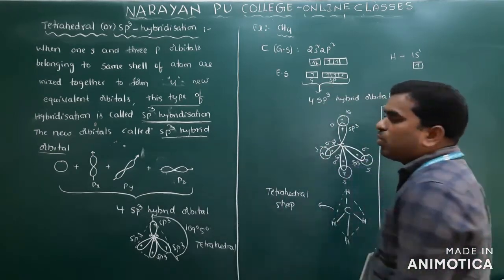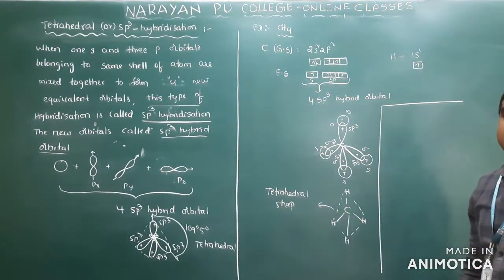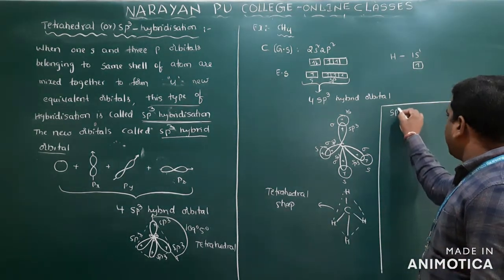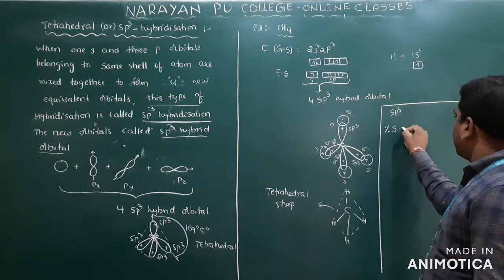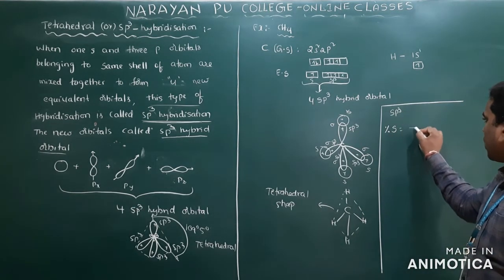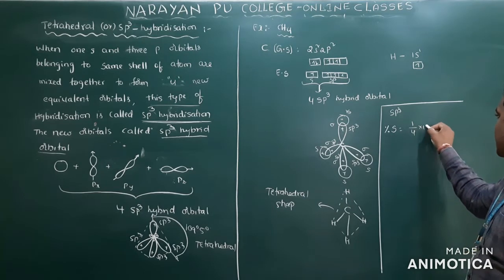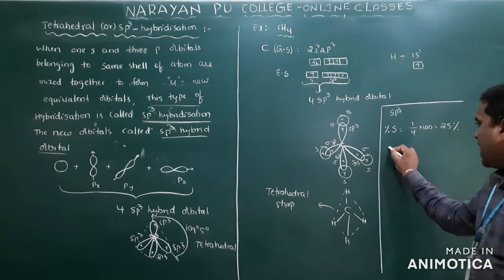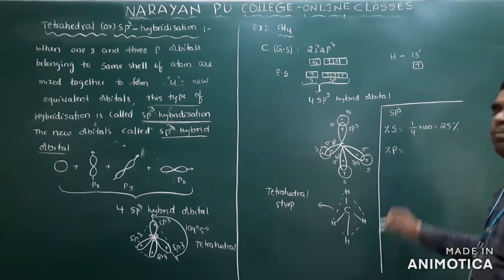Now I will write each hybrid orbital. How many hybrid orbitals do we have? 4 hybrid orbitals. We have to calculate the s character of each sp3 hybrid orbital. There are 4 in total, and s orbital is 1, so 1 by 4 into 100 is 25% s character.